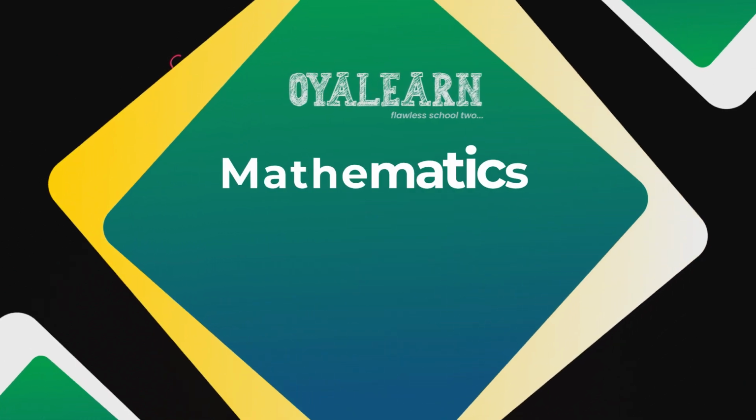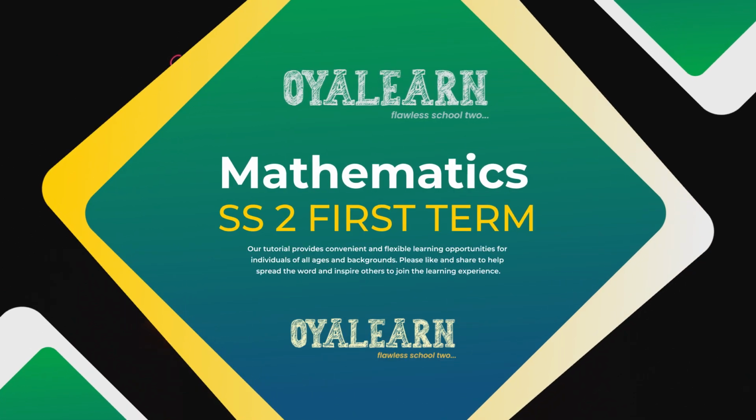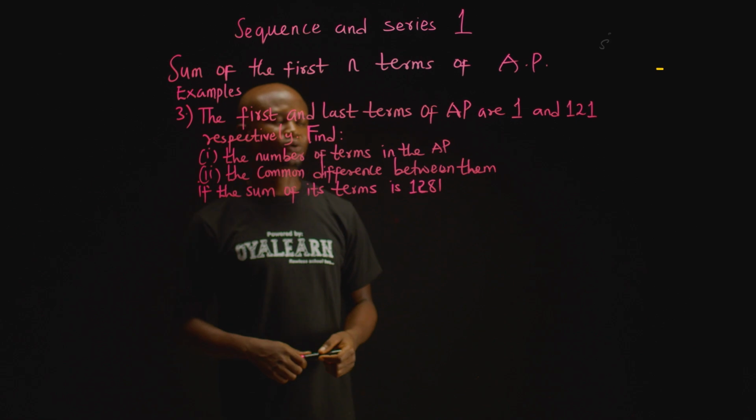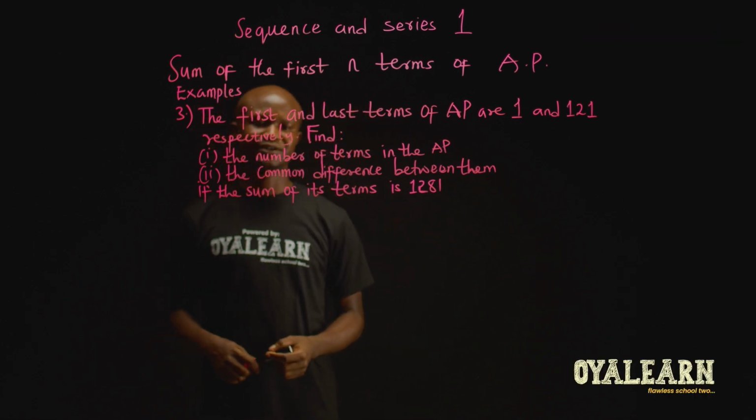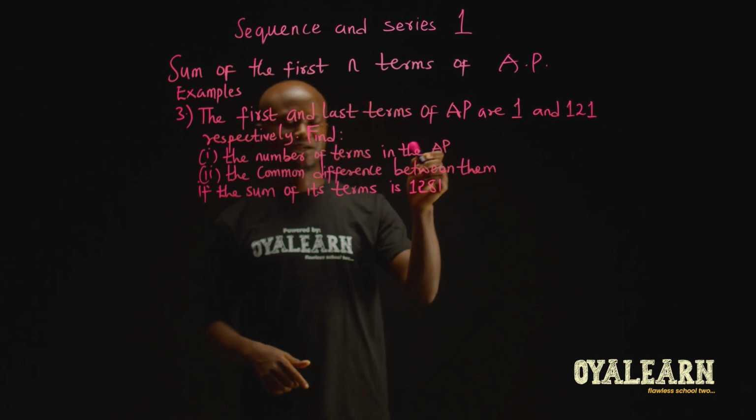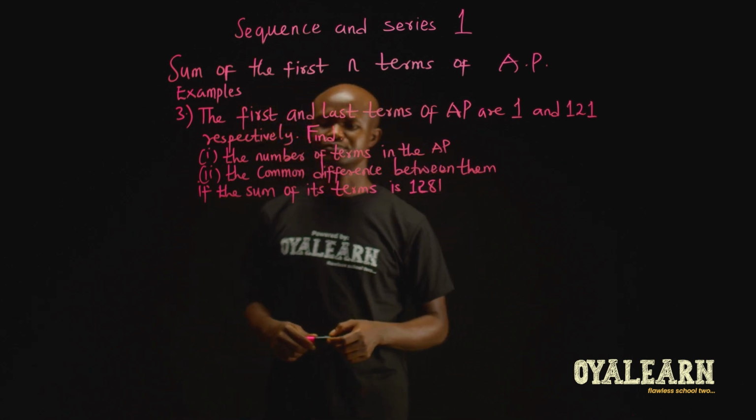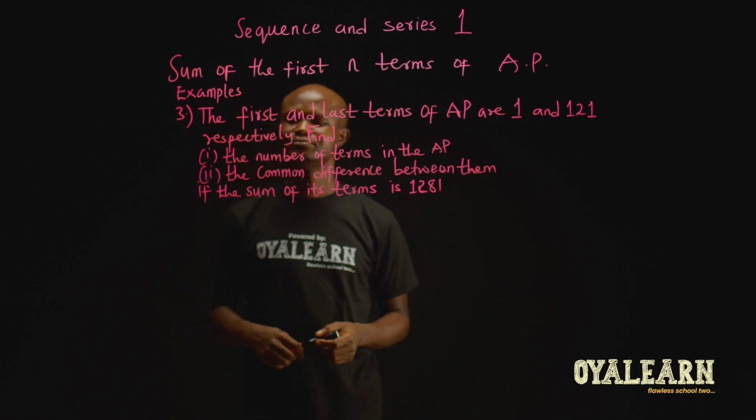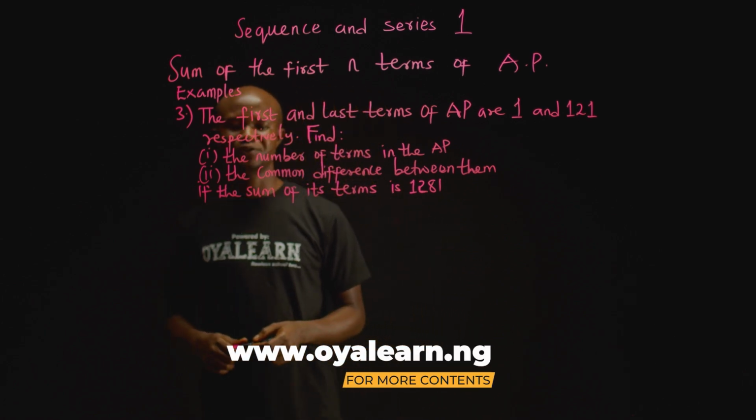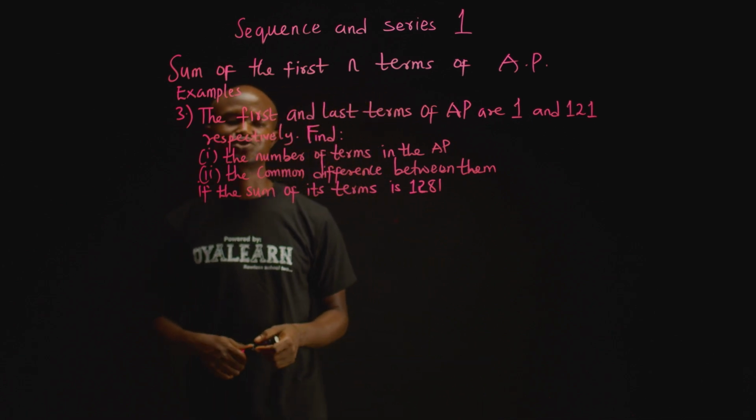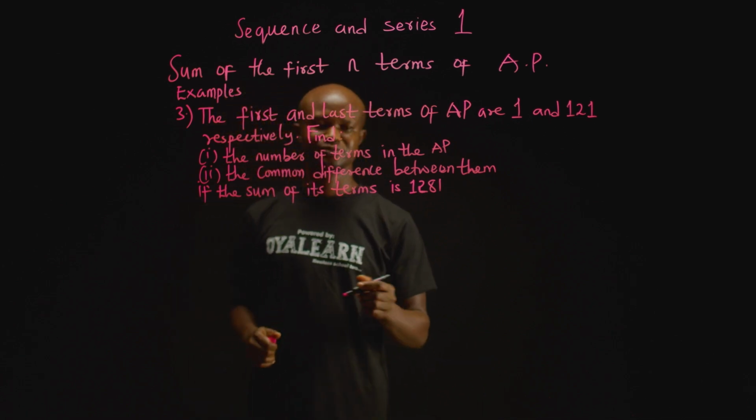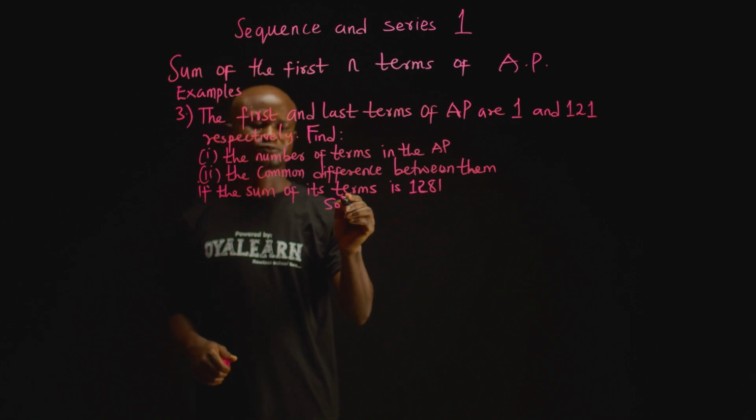The first and last terms of an AP are 1 and 121 respectively. 1. Find the number of terms in the AP. 2. The common difference between them, if the sum of its terms is 1281.